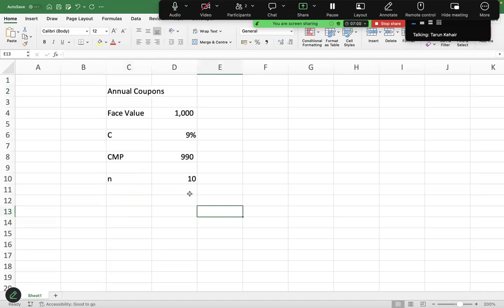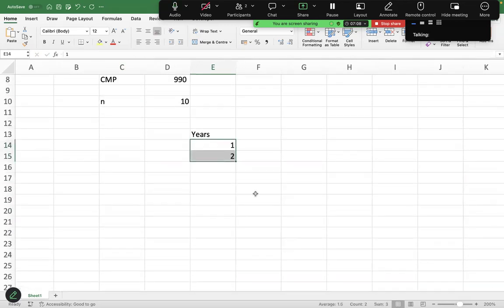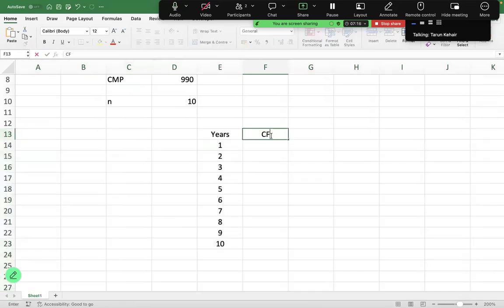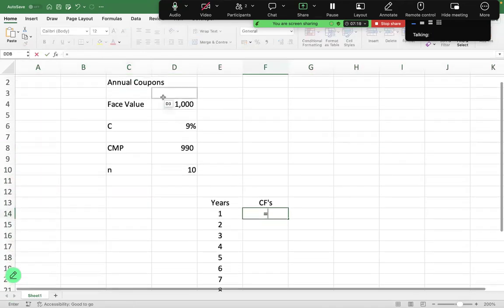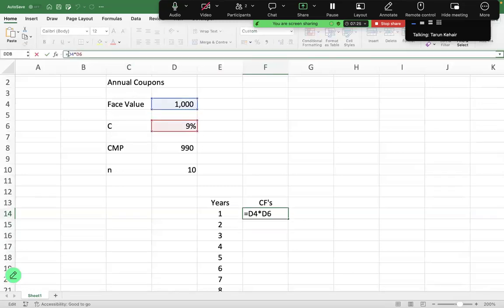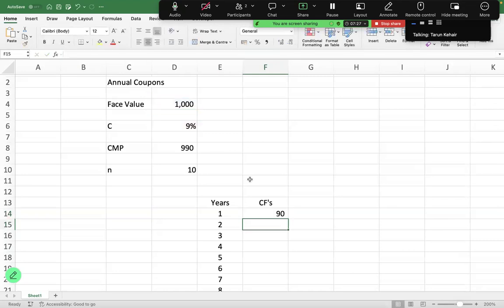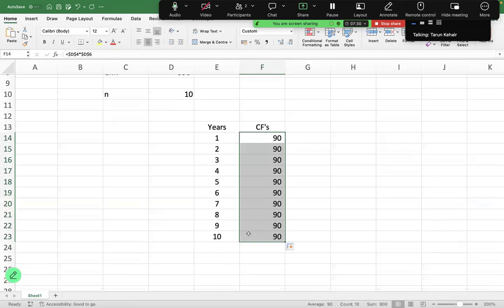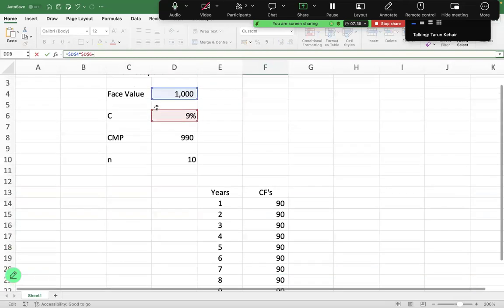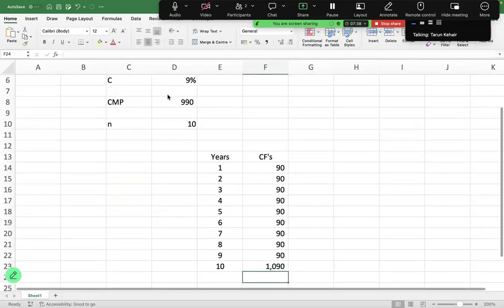Now, best way is to start with the table first, tabular. So I put down my years from 1 to 10. Then next is put down your cash flows. What will be your cash flows? Every year you get 9% of the face value, which is your coupon. And that's the standard thing you get till maturity. At maturity, you will also get face value, which is also called the maturity value.